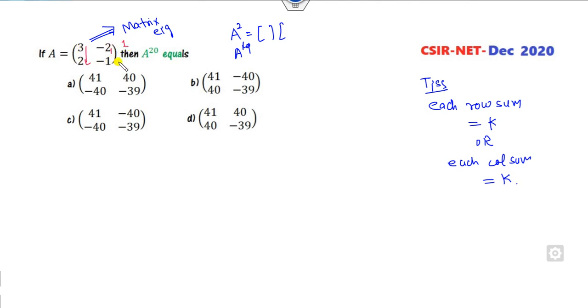So it means one eigenvalue is 1. So that is a row sum.